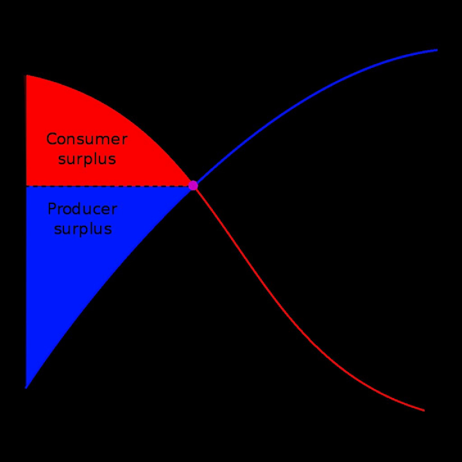CS = the integral from P_MKT to P_max of D(P) dP, where D(P_max) = 0. This shows that if we see a rise in the equilibrium price and a fall in the equilibrium quantity, then consumer surplus falls.